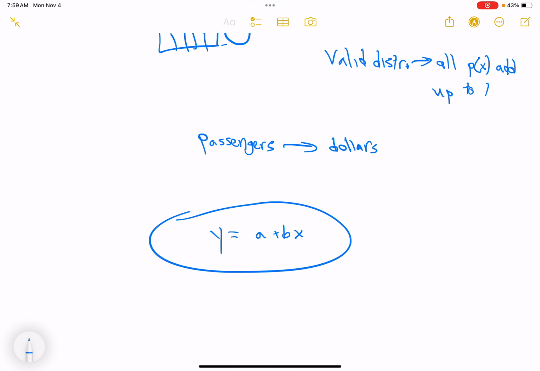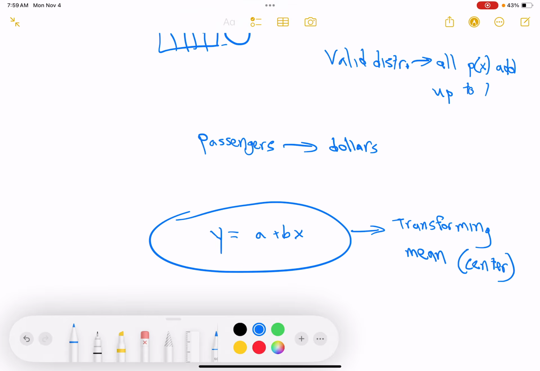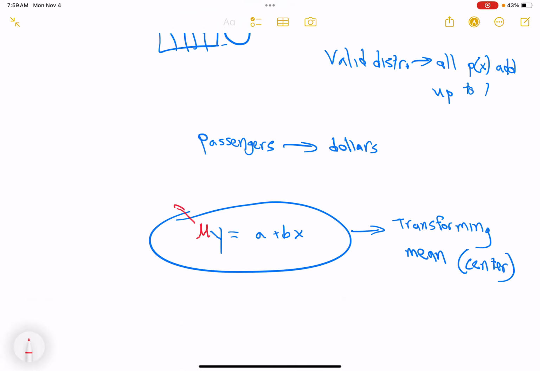And this will apply when we are transforming the mean, or the center, really. Any center measurement will follow these values. In this case, the key to be aware of is that y is actually the new mean that we're looking for. X represents the old mean, the one that we currently have that we're transforming. So in this case, the old mean, our x here, would be the mean number of passengers we calculate, versus the new mean, y, would be the mean amount of money that we rake in.